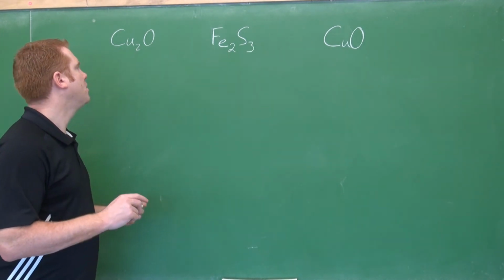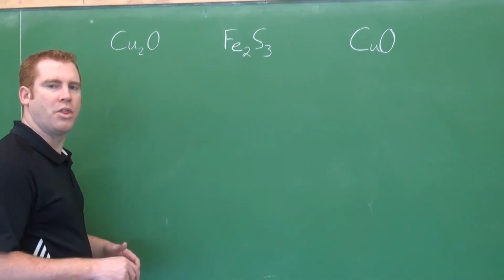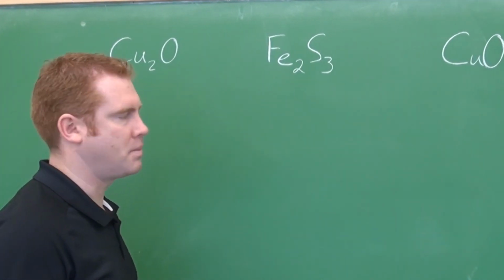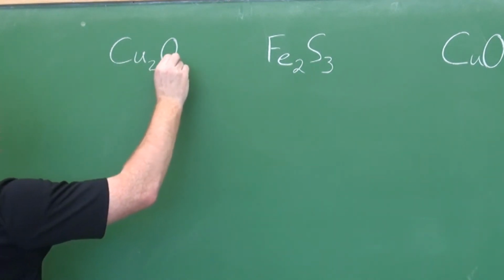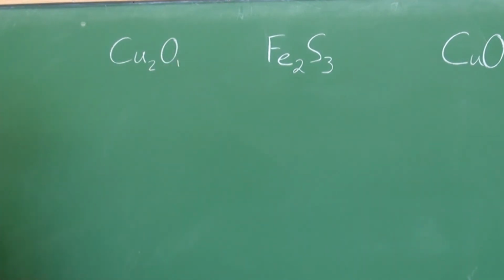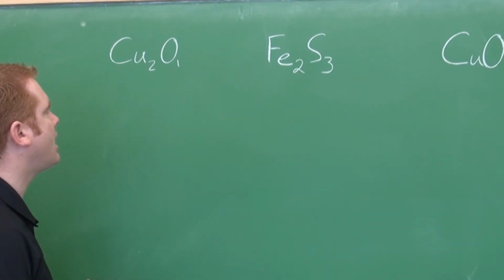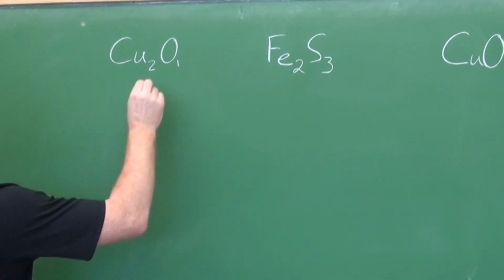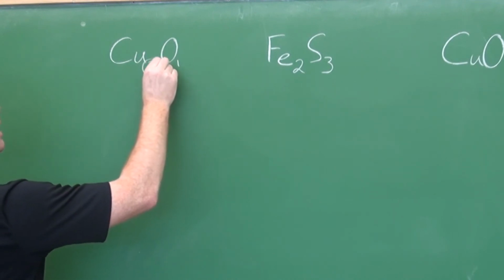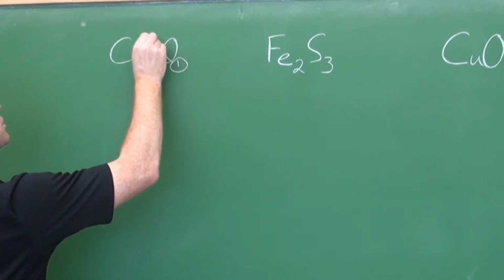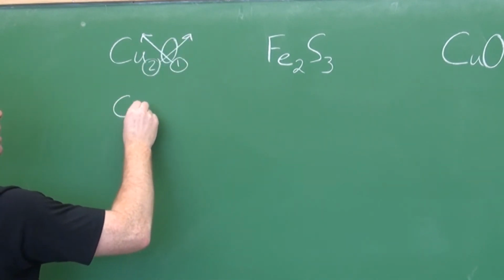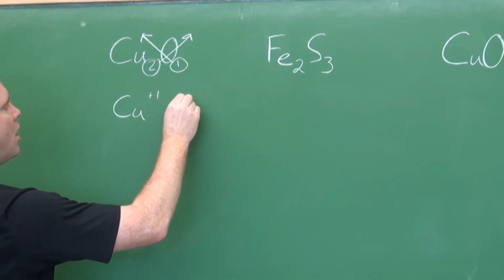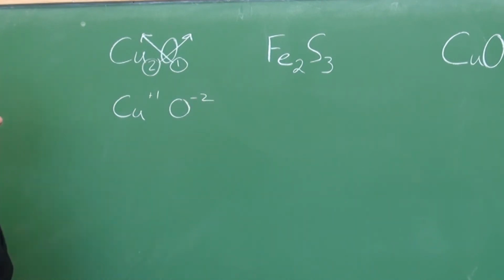Well, here are the steps. What we need to do first is the reverse crisscross. Let's take an example here of Cu2O. So really, there's a 1 right there beside the oxygen. We don't normally write that down, but here I'm actually interested in it. I'm going to take this 2 and this 1 and switch their spots. We're going to reverse them back up to the top. So I'm going to have Cu plus 1, oxygen minus 2.